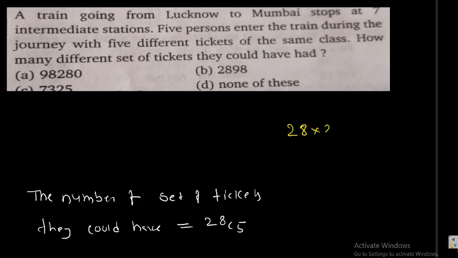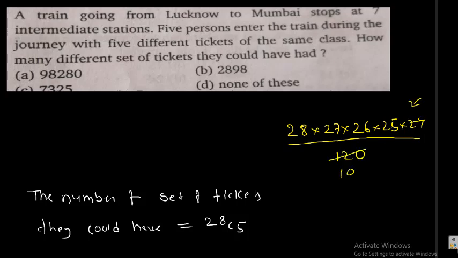28 into 27 into 26 into 25 into 24, 1, 2, 3, okay, by 5 factorial means 120. 12 tens are, 12 twos are, 2 ones are, 2 fives are, 5 ones are 5. So what I can say, 28 into 27 into 26 into 5. So you people should complete it.